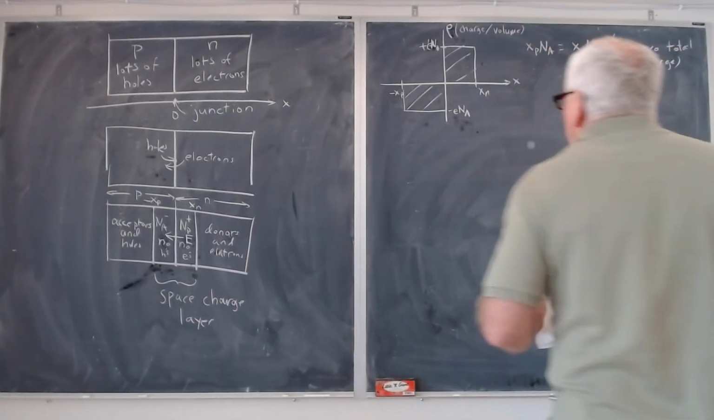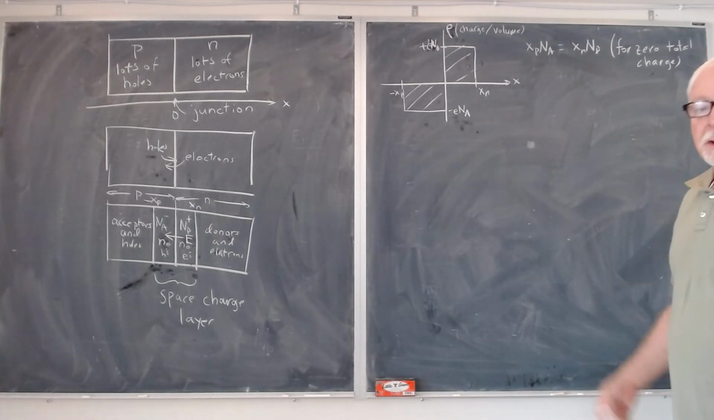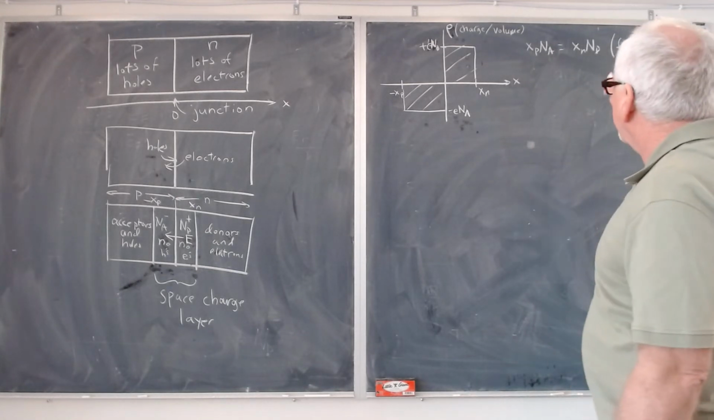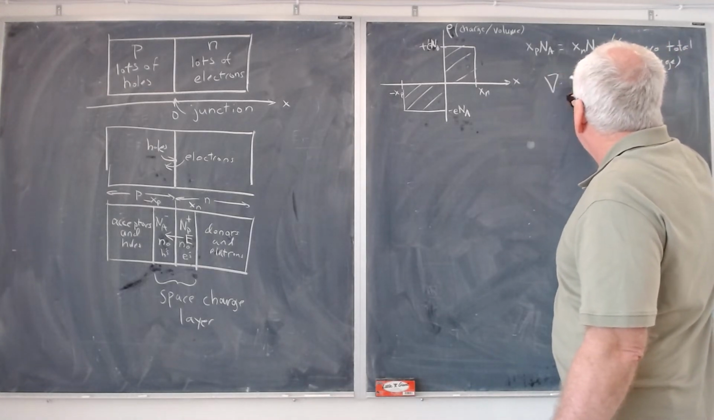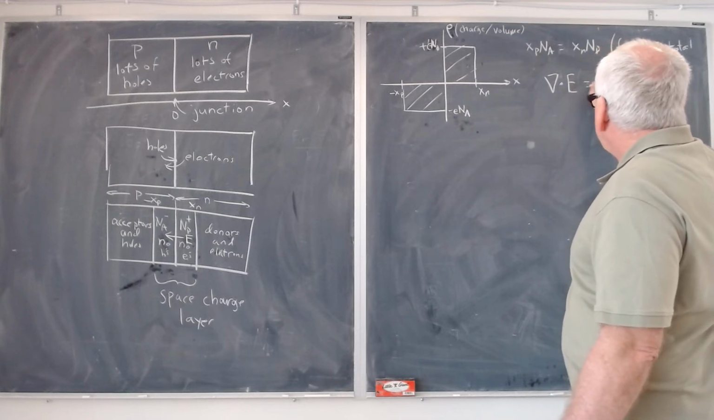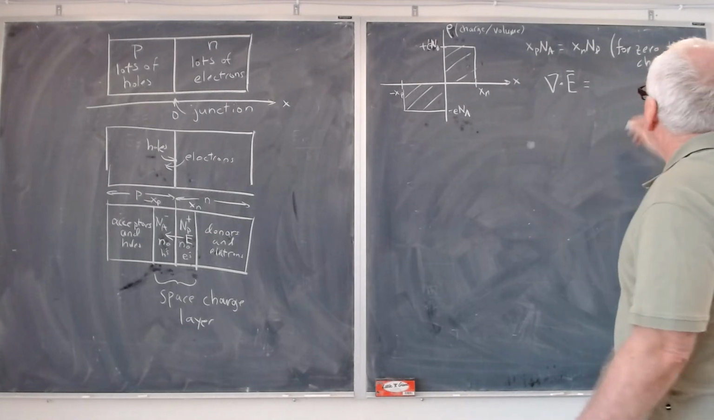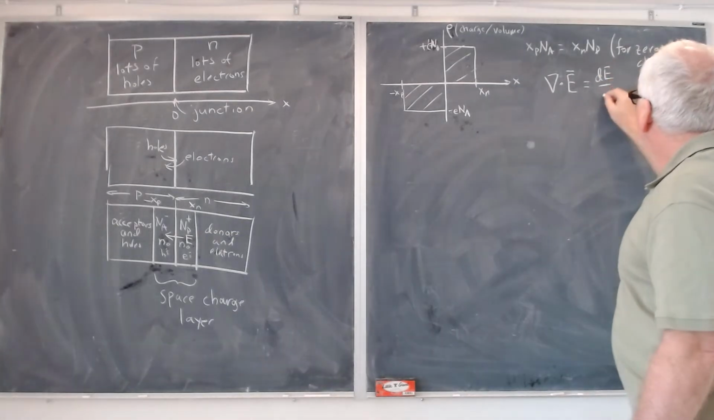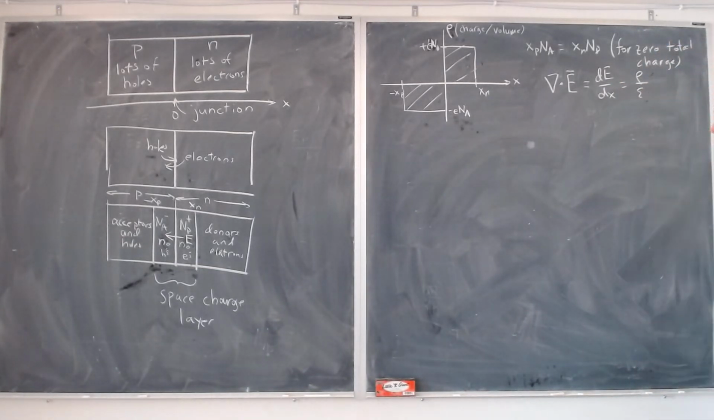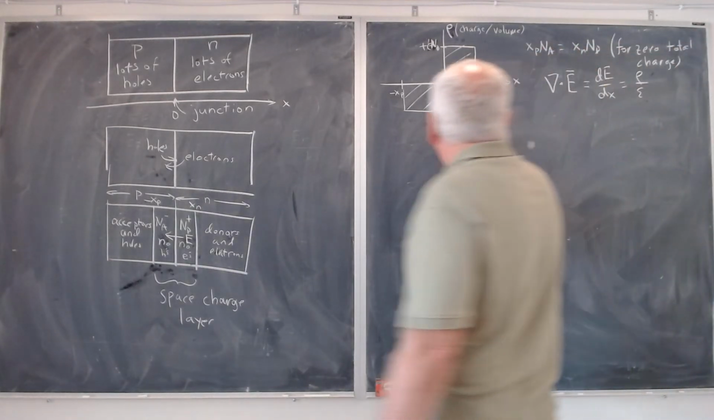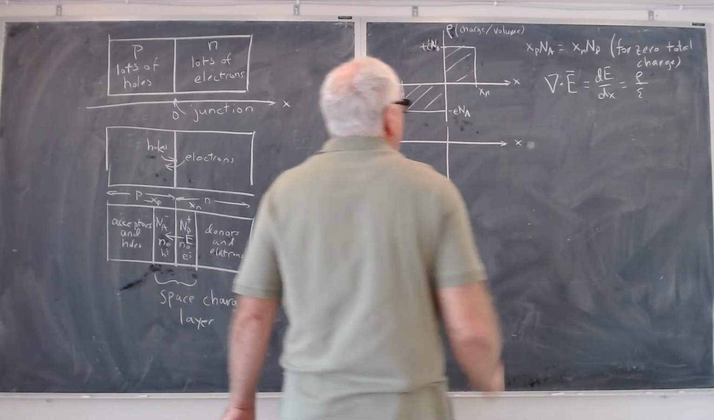All right, and we can analyze this by using electrostatics. So from electrostatics, you know Maxwell's first equation: del dot E, the electric field, which, since this is just one dimensional, is dE/dx, is equal to rho over epsilon, the permittivity. And so I can figure out what the electric field is in this region.